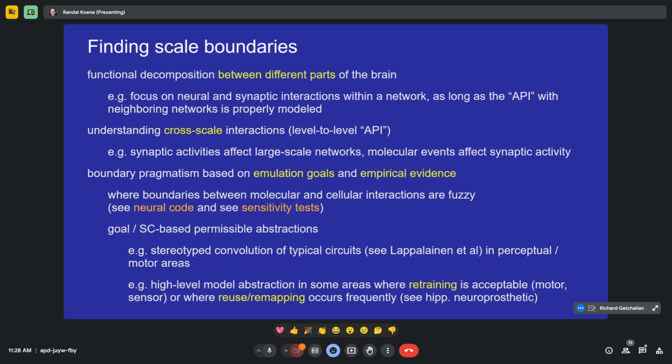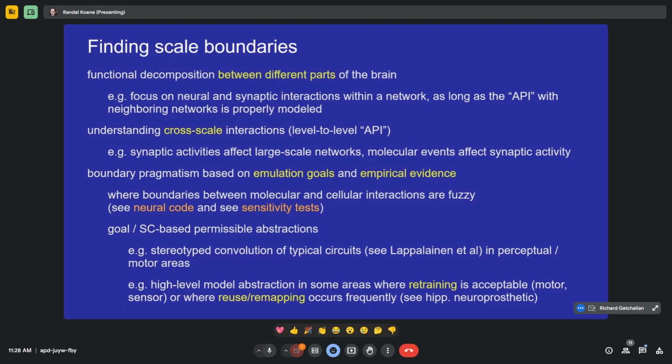For example, large-scale neural networks depend on synaptic activities, while small-scale molecular events affect synaptic behavior. We can pragmatically approach determining which boundaries can be treated as independent for modeling purposes and which cannot, based on empirical evidence and the goals of emulation.